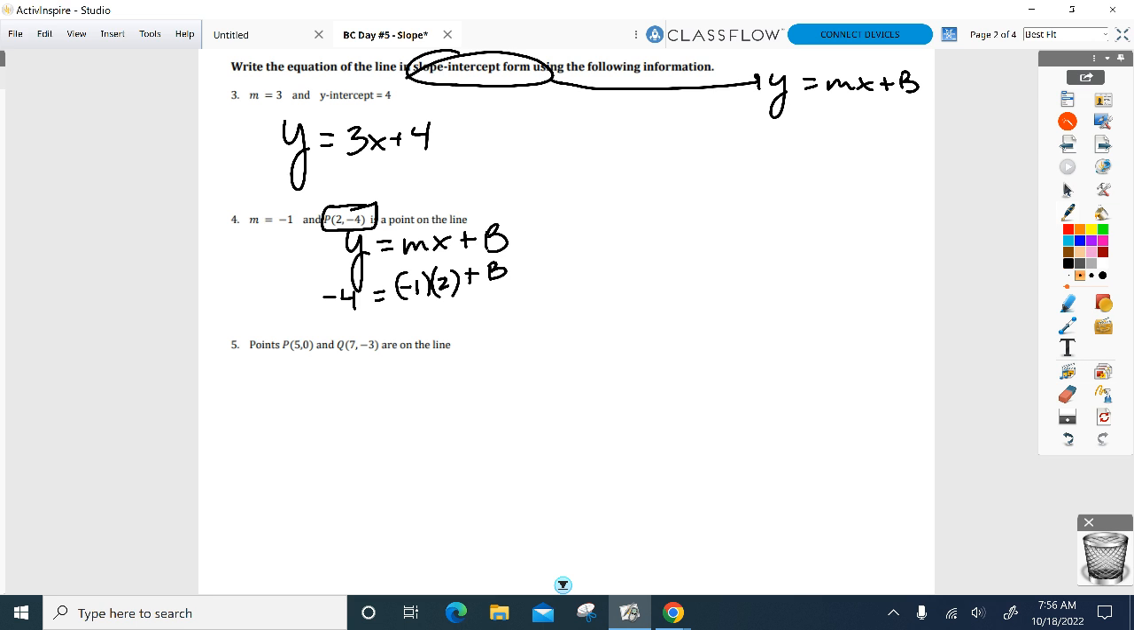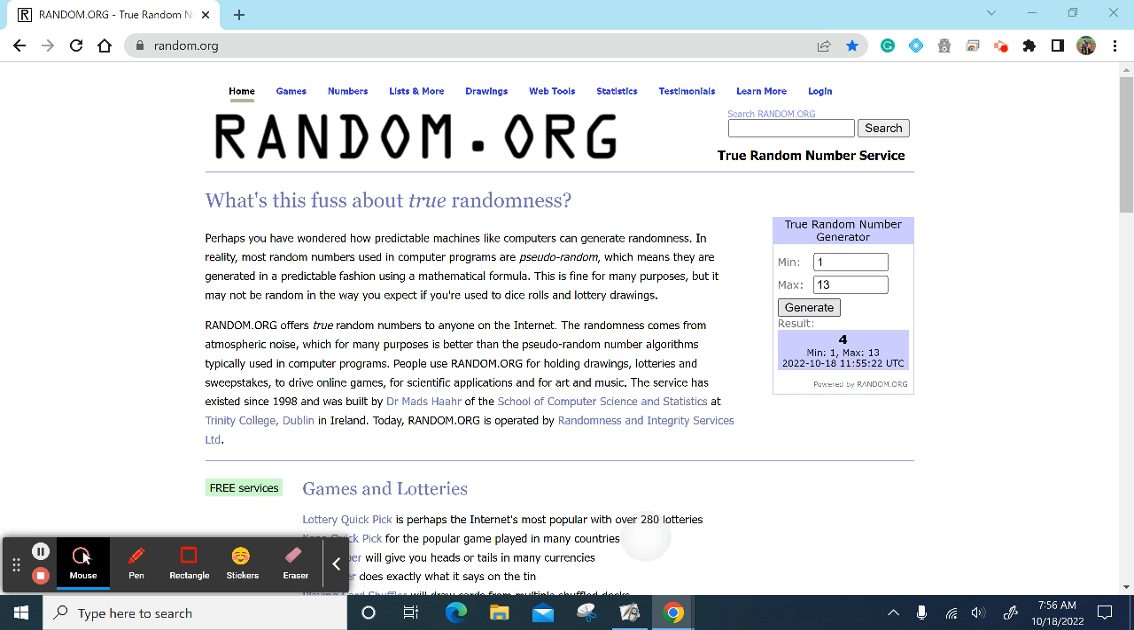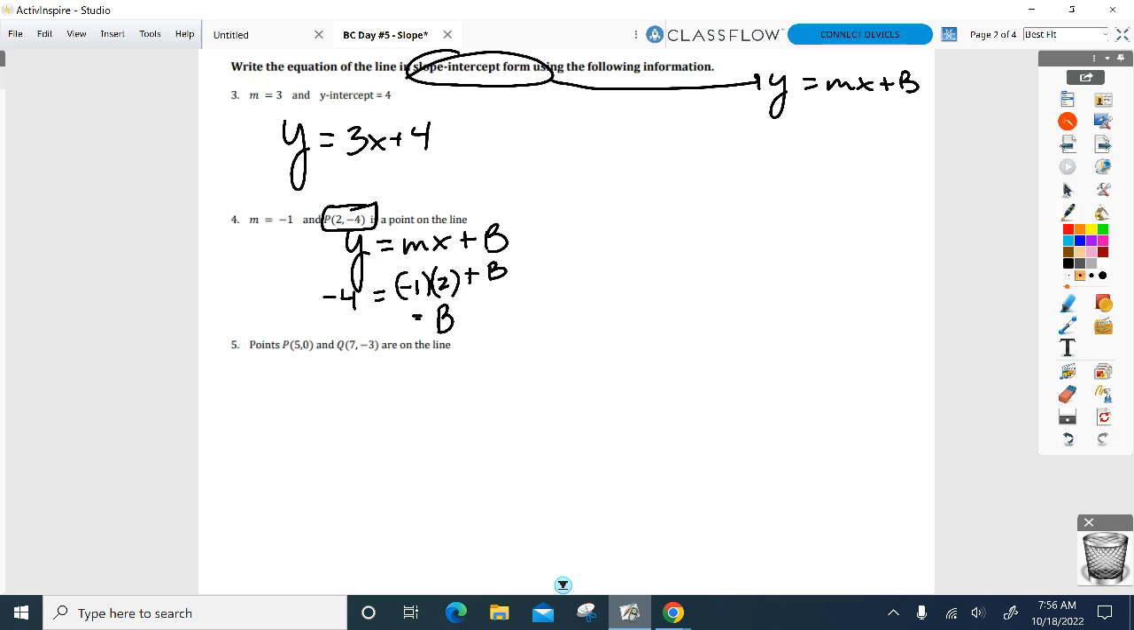Go ahead. Multiply 2 times negative 1, move it over, and let me know your b value here in a second. When you have it, what's your b value? It's negative 2. Yep. Negative 2 is your y-intercept. Good work. Now put the 2 together. The slope I gave you, the y-intercept we found, and write the equation of this line for me now.